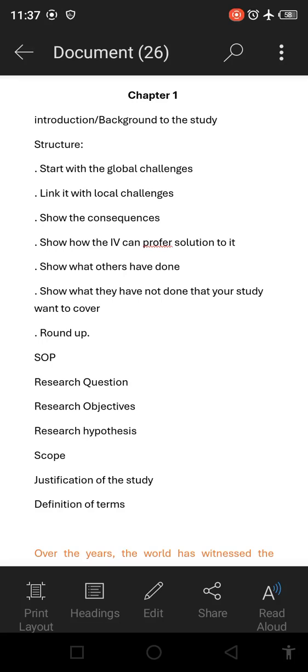The chapter 1 of a research project is typically made up of 8 sections, which are introduction or background to the study, statements of the problem, research questions, research hypothesis, research objectives, scope of the study, justification of the study, and definition of terms. In this video, we shall be discussing how to write each section of the chapter 1.